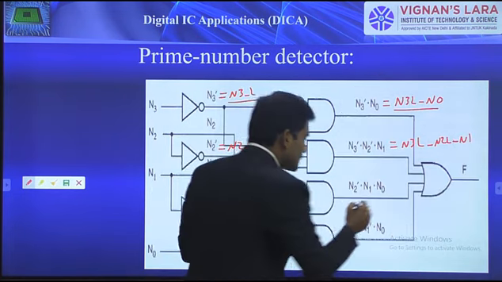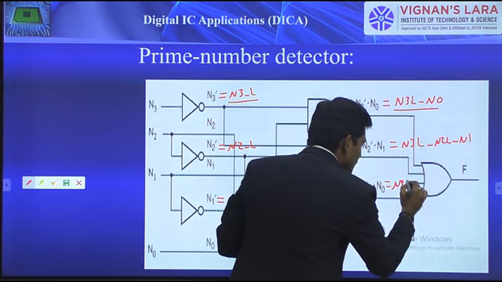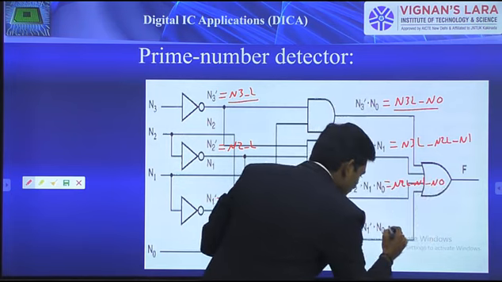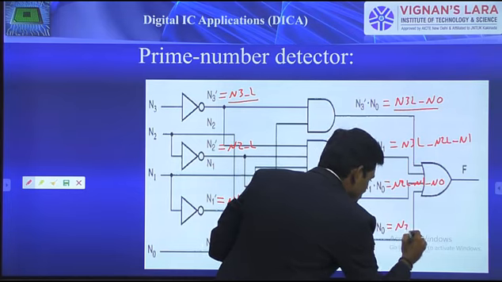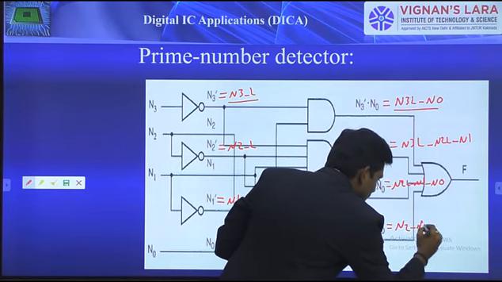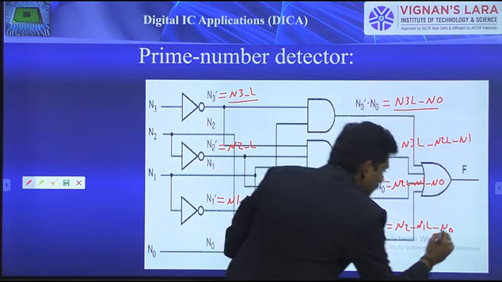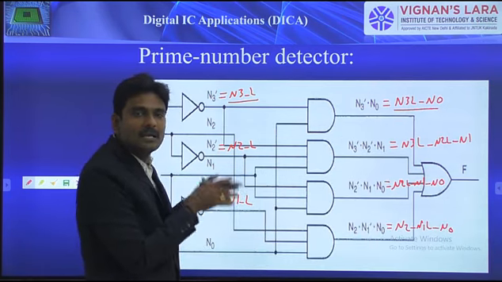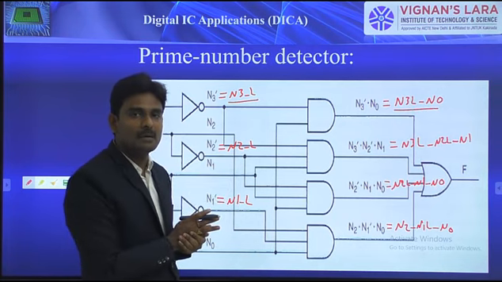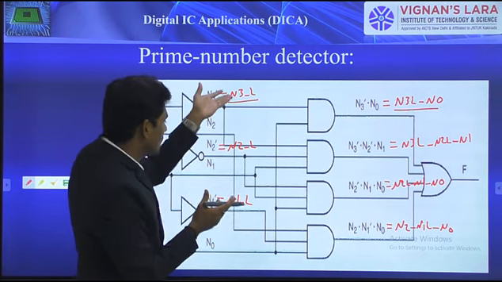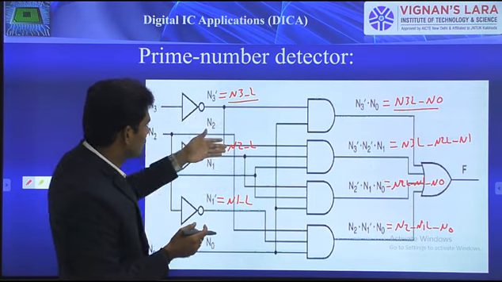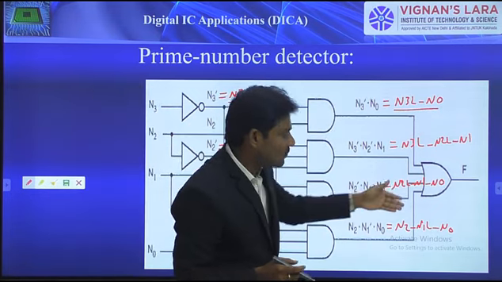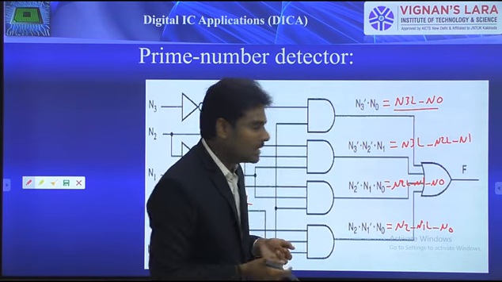Next, this one we indicated as N2L_N1_N0. For the last one, N2_N1L_N0. So this is how I am representing. These are all the signal names that I am using in that particular data flow description style. As per your wish, you can assume any names, either A, B, C, or W, X, Y, Z. Any name you can consider.